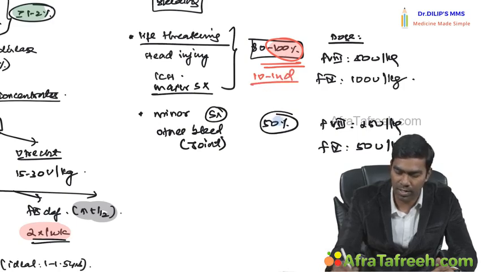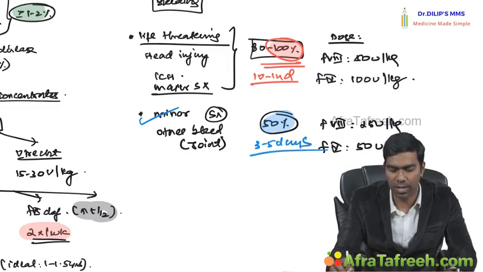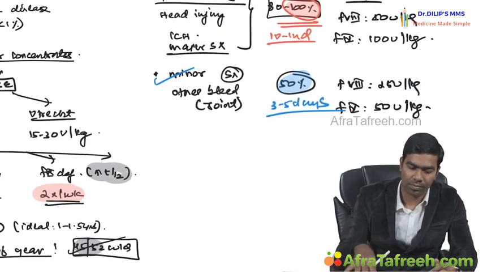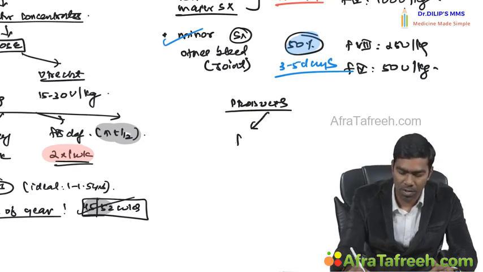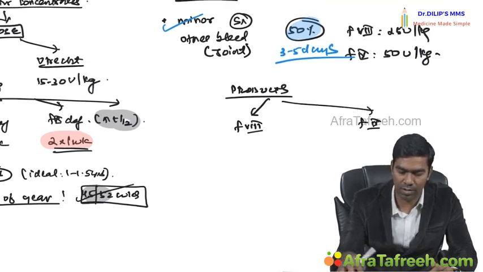How long you have to maintain this 50% factor levels in minor and other bleeds? At least for 3 to 5 days. So these are some of the questions that you might be asked. Clear? And next, let us see the products that are available for factor 8 and factor 9. For factor 8, there are certain products available, and for factor 9 also you have certain products.